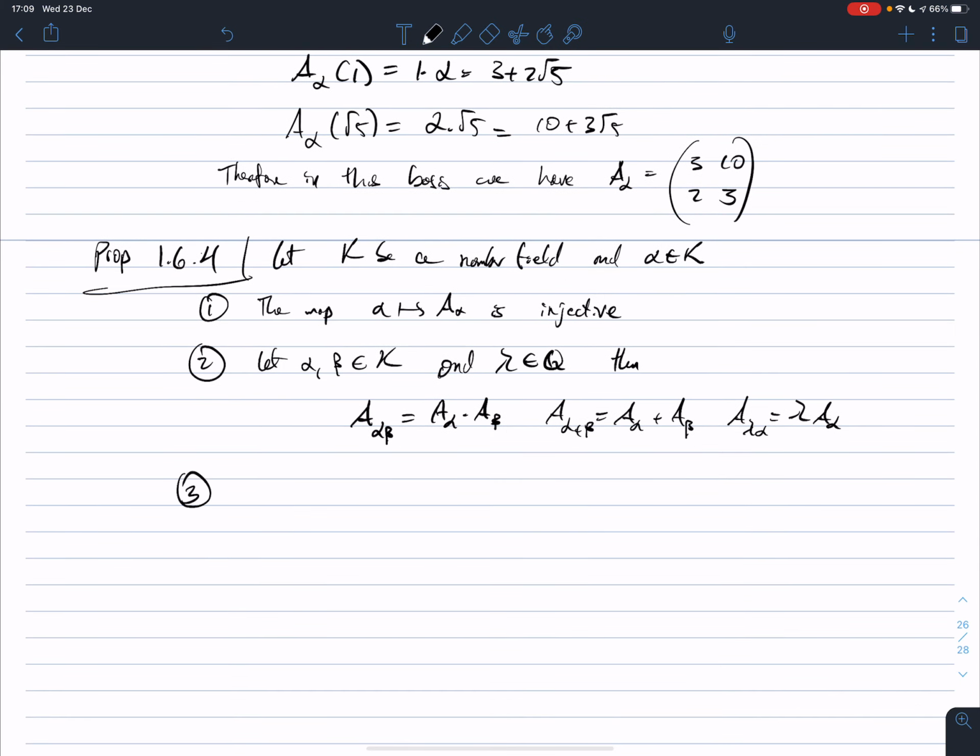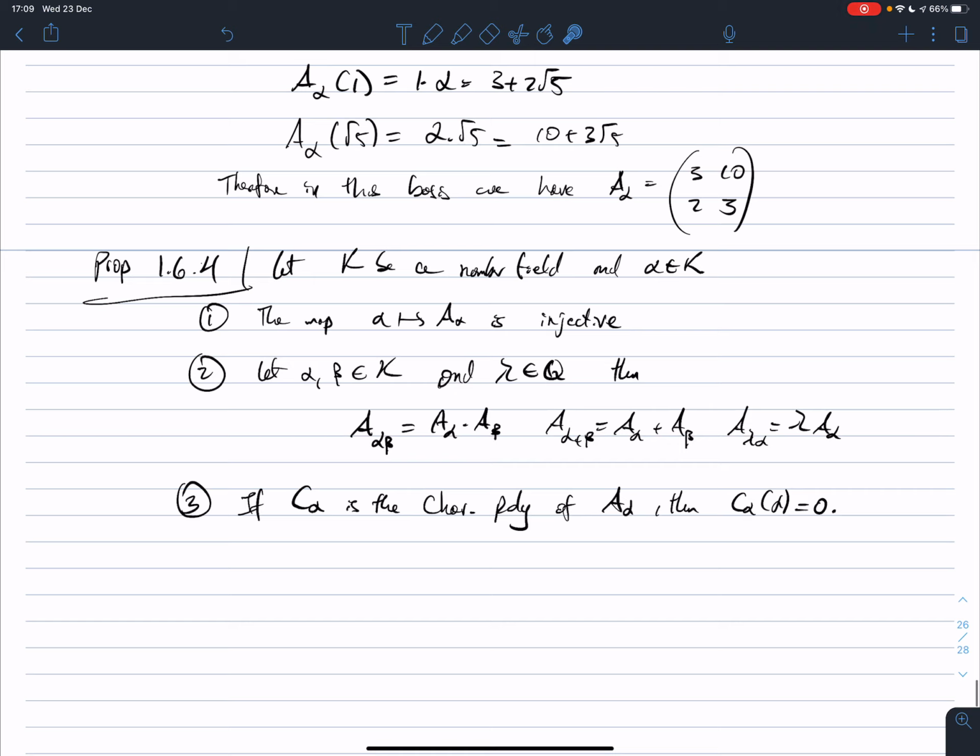And lastly, if C alpha is the characteristic polynomial of A alpha, then C alpha of alpha equals 0. So the characteristic polynomial of A alpha knows what alpha is. It has alpha as one of its roots. So this is our proposition, and it's not hard to prove, so let's prove this quickly. Proof.